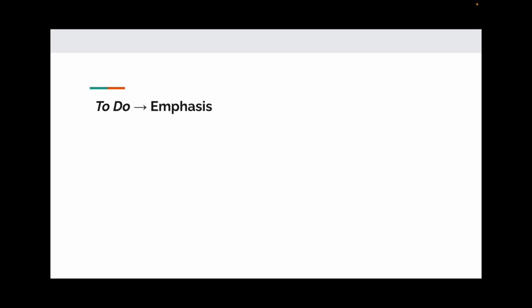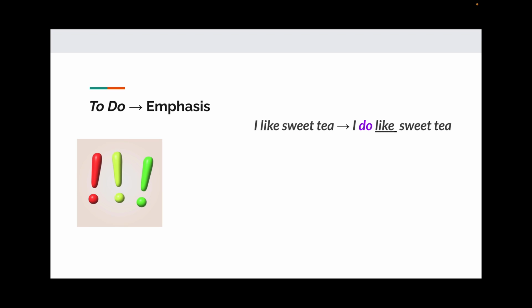Using to do for emphasis means using to do to help emphasize or to put more focus on the main verb of a sentence. A good example would be, I do like sweet tea. I can say I like sweet tea, but if I want to show how much I like sweet tea without using very much, such as I like sweet tea very much or I like sweet tea a lot, I can use do to help emphasize or to put more focus onto the main verb like, which is underlined.